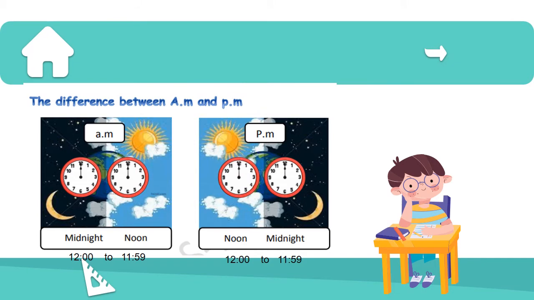What is the difference between AM and PM? The first picture refers to AM. It's from exactly 12 o'clock at midnight to 11:59 at noon. And PM is from 12 o'clock at noon to 11:59 at midnight. So this is the difference between AM and PM. AM from midnight to noon and PM from noon to midnight.